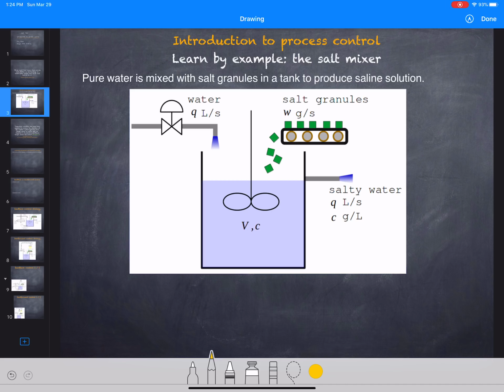So let us introduce ourselves to process control through studying our familiar salt mixer. So here we have pure water that's flowing in the tank at a flow rate of Q, volumetric flow rate, and then also flowing in the tank are solid salt granules. And it's assumed that when these both fall into the tank and mix together, and it's well mixed because of the propeller, that the salt immediately dissolves in the water. And then out comes salty water. And the concentration of salt in the exit water is C.